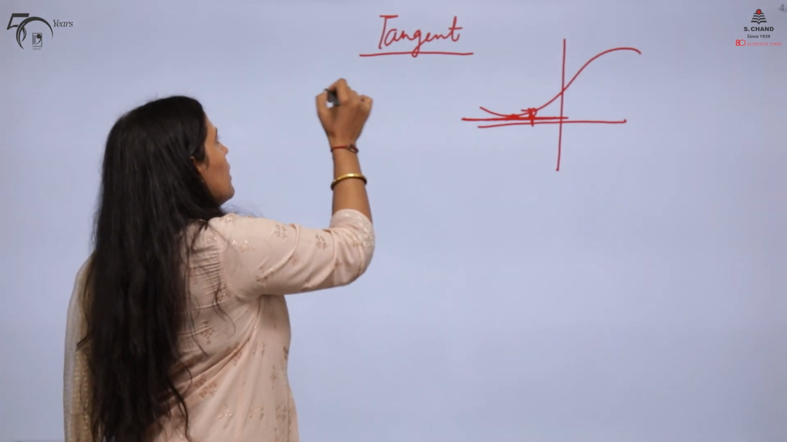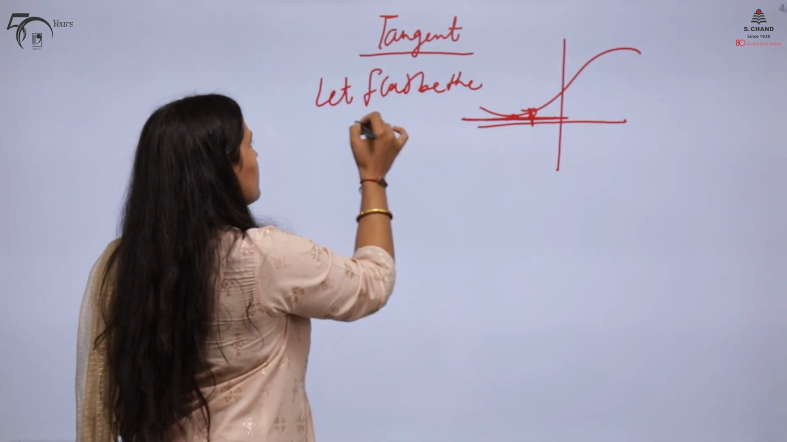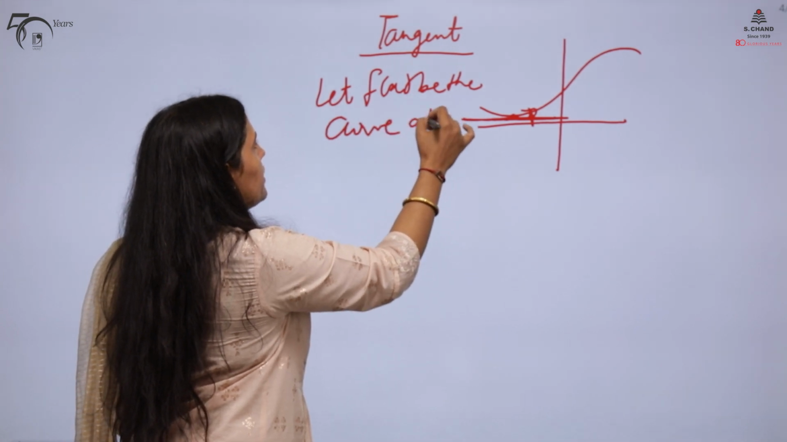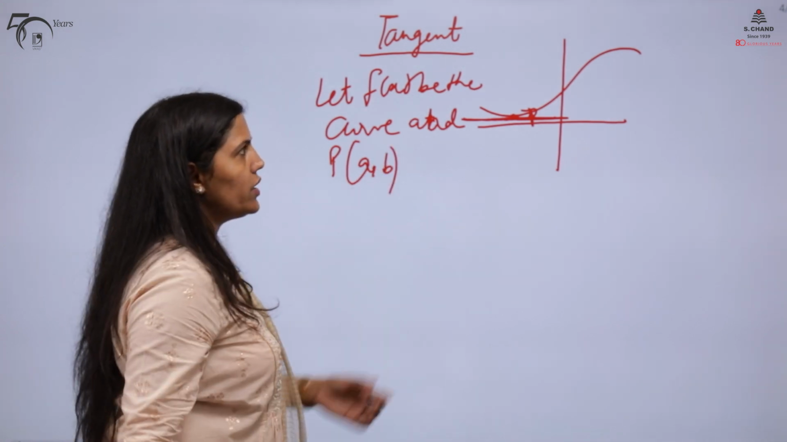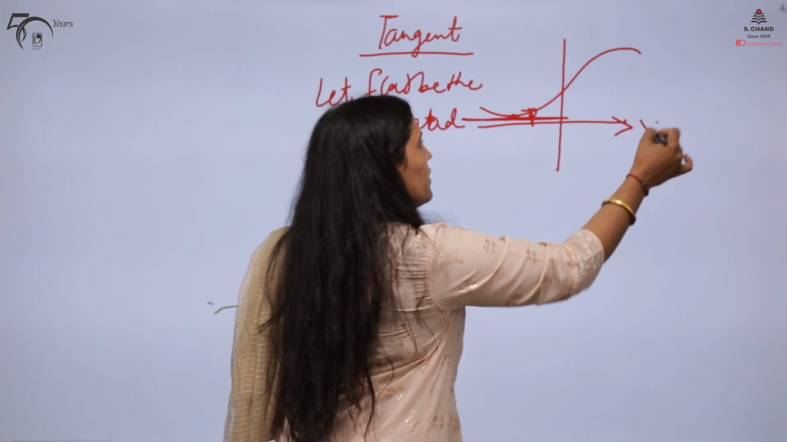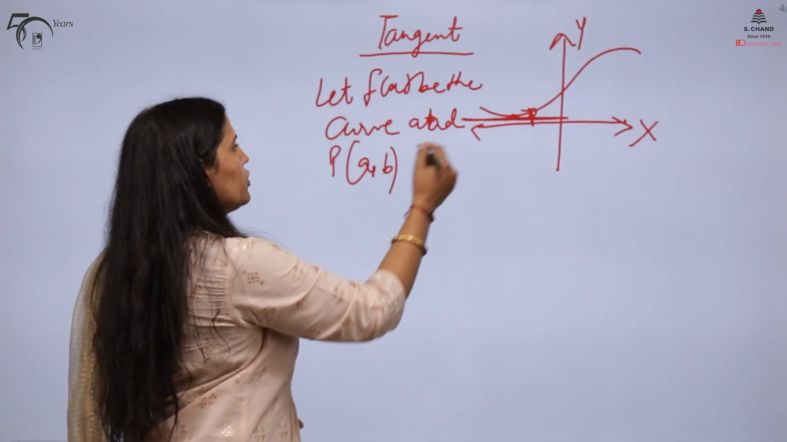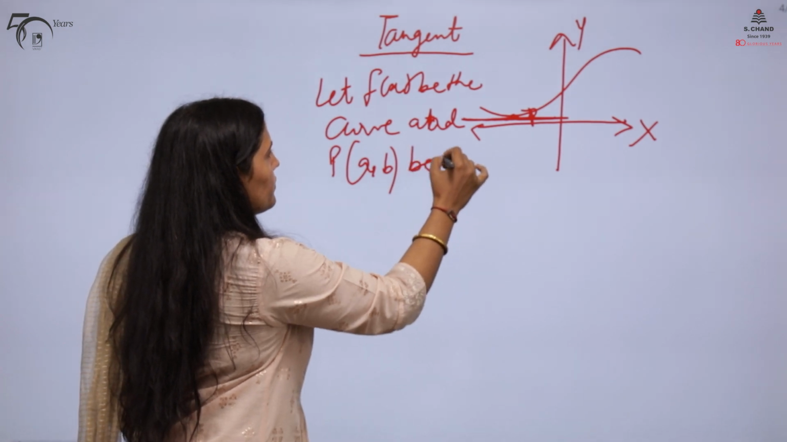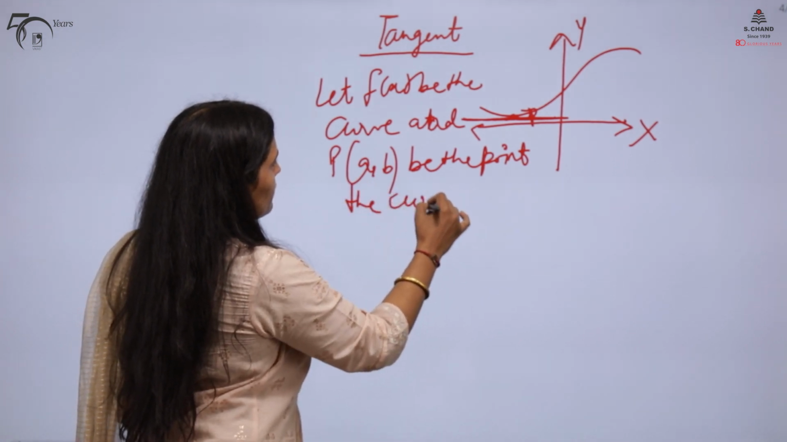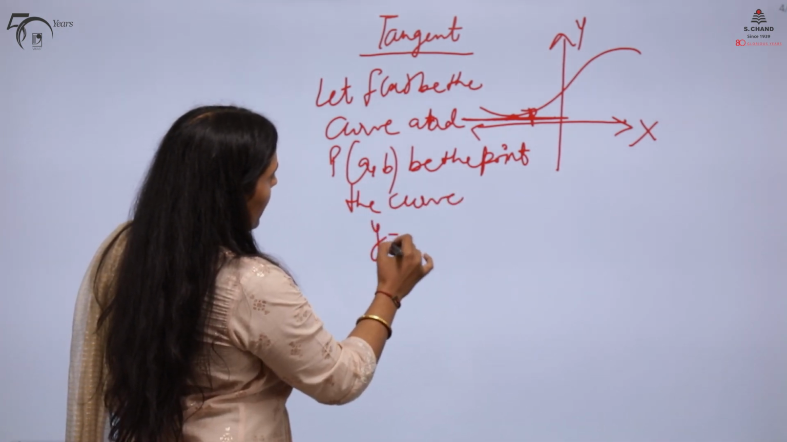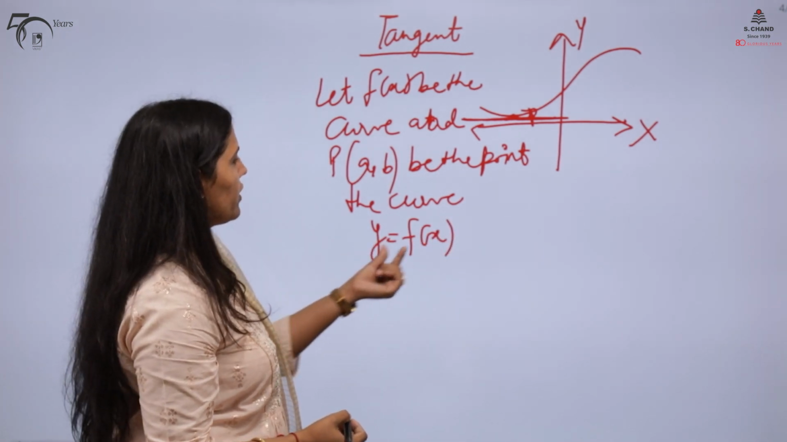So let's learn. Let f(x) be the curve and P(a, b) be a point on the curve. Obviously this is a 2D graph with x and y, so the coordinates will be of the form P(a, b). So I have two things. This is my curve, which we generally write as y = f(x).